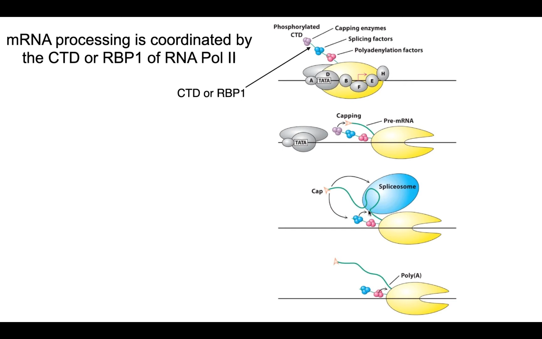Now this happens as transcription is occurring. As soon as an intron is produced, it's going to get spliced out. And finally, once the cleavage signal is transcribed into messenger RNA, that's going to be recognized by some enzymes that are involved in the production of the poly A tail, the cutting of RNA, and the release of that RNA from the enzyme. So now we're going to look at each one of these in a little bit more detail.